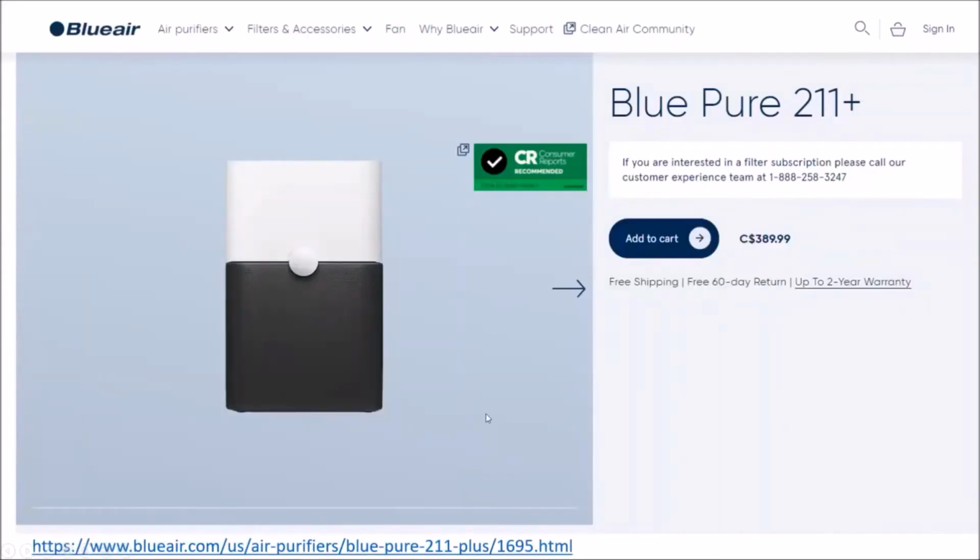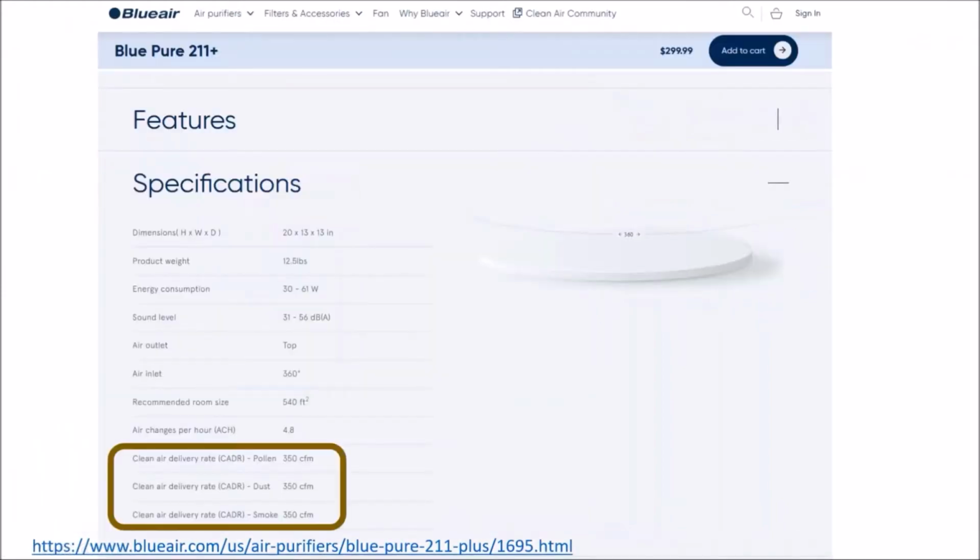So here's the one that was bought for our office, the Blue Pure 211. And in the specifications on the website, you can read the clean air delivery rate. It's 350 CFM for pollen, dust, and smoke. Generally, we use smoke. It also gives the sound level, and it ranges from 31 to 56 dB. There are 3 settings on this thing, so we know what the low setting is and we know what the high setting is, but we don't know what the middle setting is.